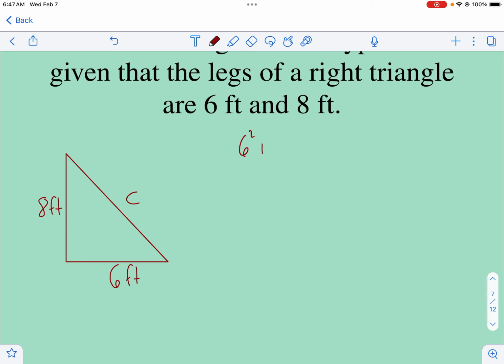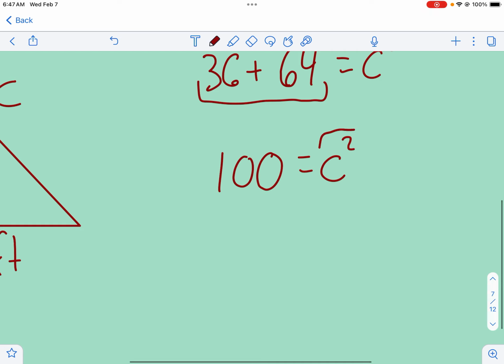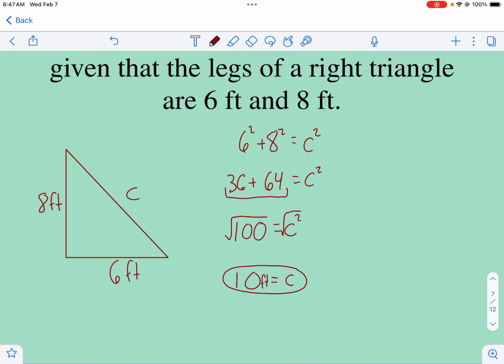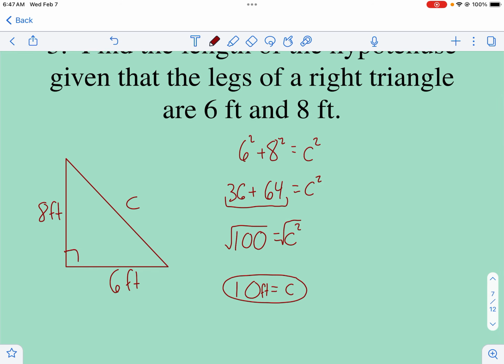So 6 squared plus 8 squared equals c squared. I have 36 and 64 equals c squared. 36 and 64 when added together give me 100. And then when I take the square root of both sides, that's going to be one of my nice perfect squares. So c is going to be equal to 10 feet. Well, I said units, 10 feet, right? Because they gave us the units that time. c is 10 feet.